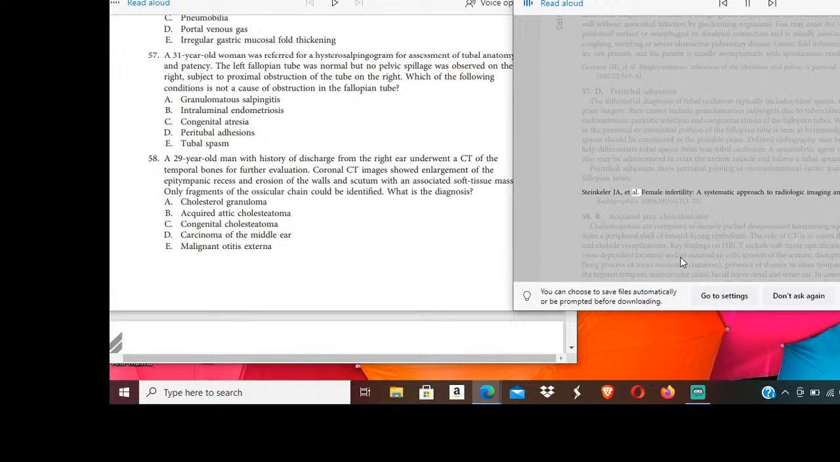Steinkeler JA, et al., female infertility, a systematic approach to radiologic imaging and diagnosis. Radiographics. 2009, 29:1353-70.